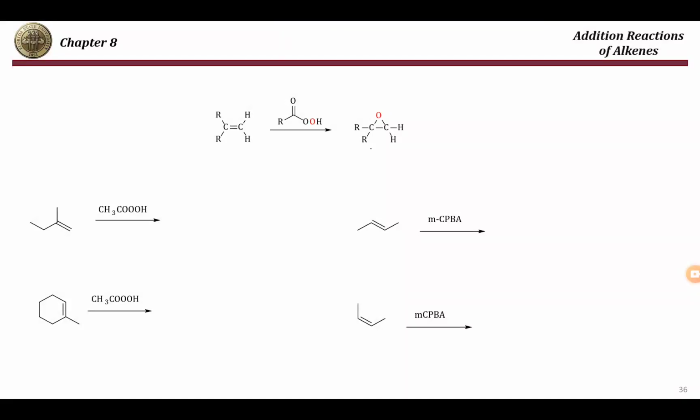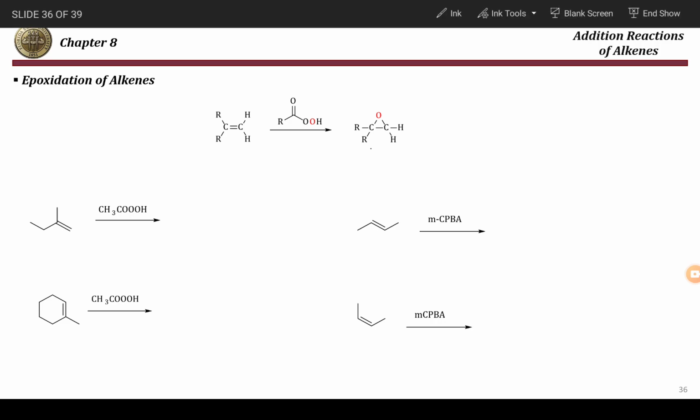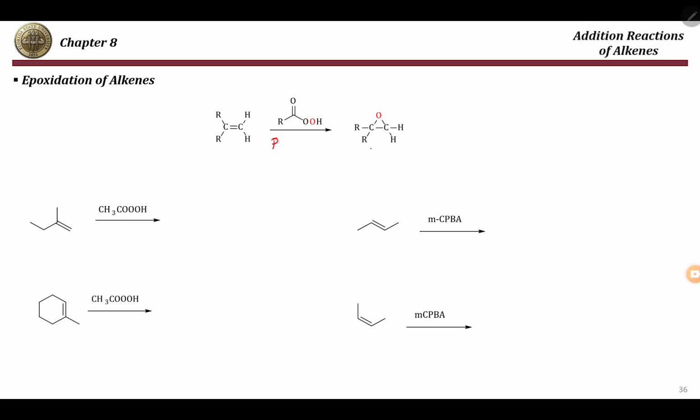In this video, I will cover two addition reactions of alkenes, which are the epoxidation reaction, and the next one will be the ozonolysis reaction. In the epoxidation reaction, we use a reagent which is called a peroxy acid.